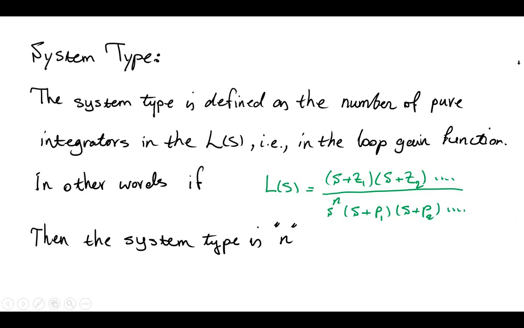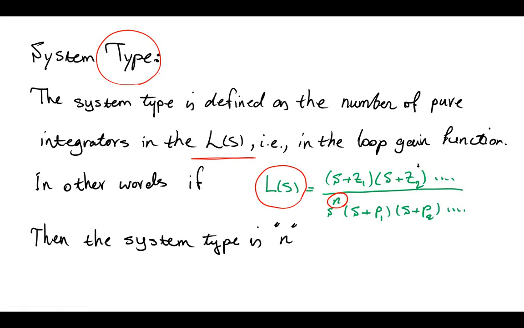Now let's talk about system type. The system type is defined as the number of pure integrators in the loop gain function. So if we write the loop gain function in this form, this number will be the system type, the number of pure s's in the denominator of the loop gain function.